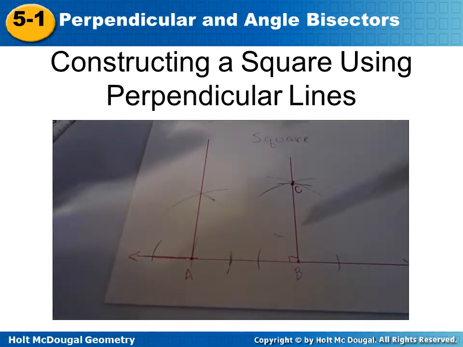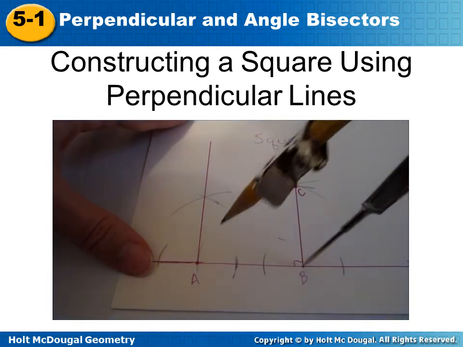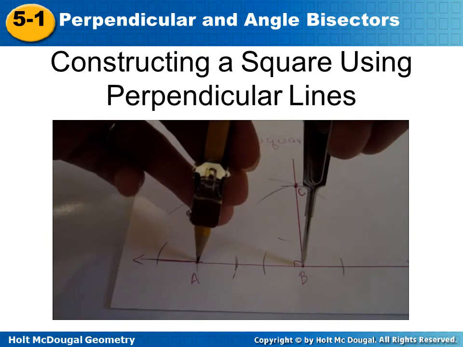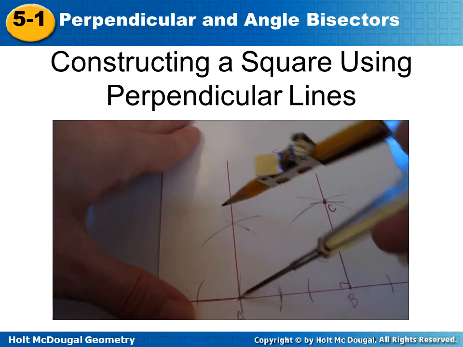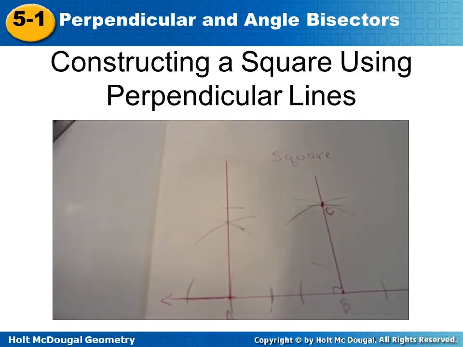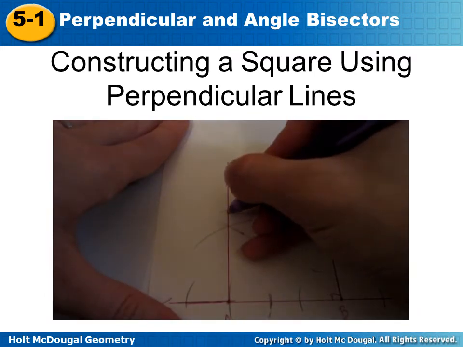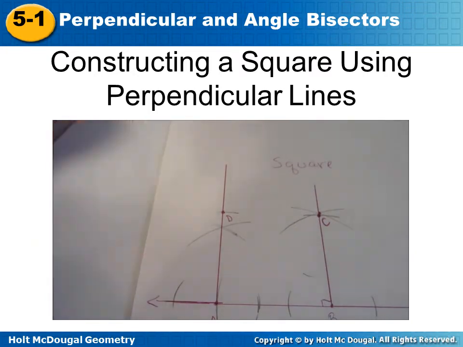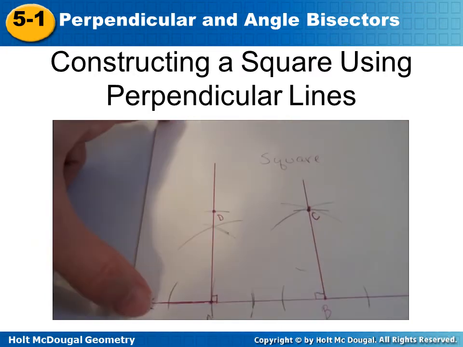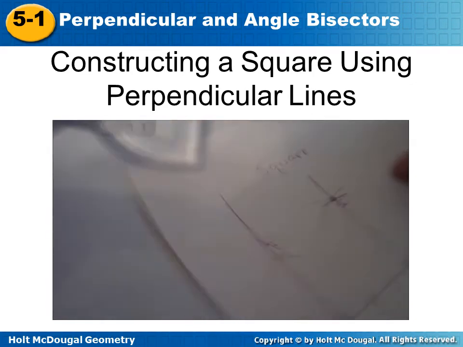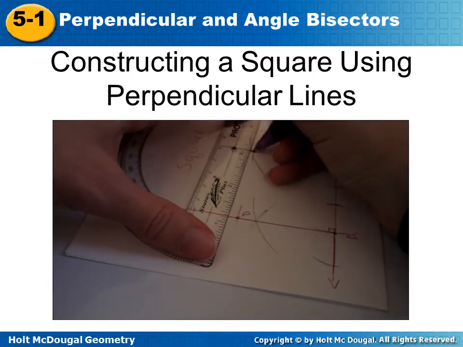So we go ahead and connect those. And again, we're going to measure from A to B. Our side is that long, so I want to make sure I get it that long up here. And I measure how long that should be. And I'm going to put this as corner D, or vertex D. Okay, so now we have another right angle right here that we've constructed, another perpendicular. And the last side is going to be from C to D.